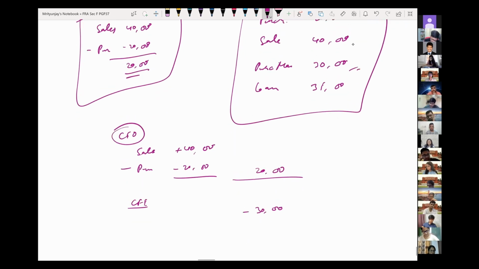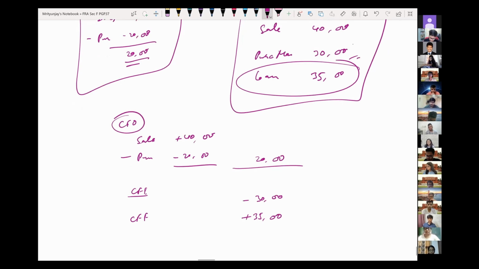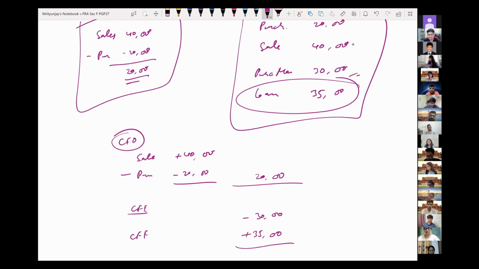How about CFF? CFF has only one item, that is, you have taken a loan for 35 lakhs. Since you have taken a loan, cash will come into the business. That is why positive sign. And that's it. This is what we had done in the last class. Then maybe you will check what the opening cash was, and then you will do it. This is how we would have prepared the cash flow statement using a direct method.